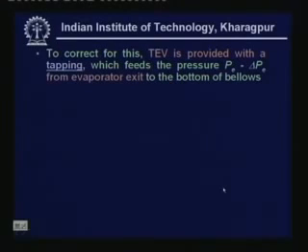So to correct for this, a thermostatic expansion valve is provided with a tapping which feeds the pressure PE minus delta PE from the evaporator exit to the bottom of the bellows. So what we do is, instead of sensing the inlet pressure of the evaporator, the modified thermostatic expansion valve will work based on the exit pressure of the evaporator, not the inlet pressure. Once it is based on the exit pressure of the evaporator, the actual superheat will be the set superheat. Let me show a picture.